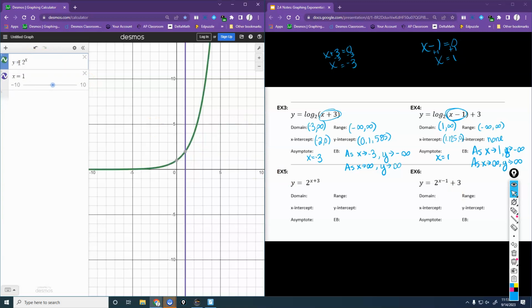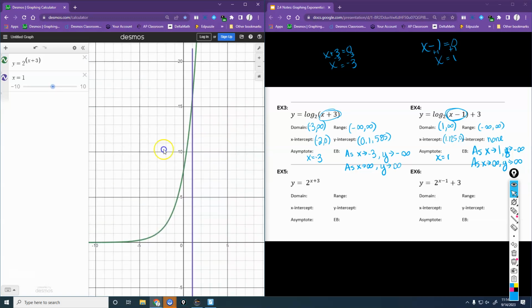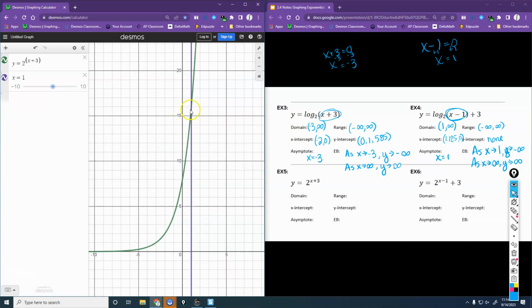2 to the x plus 3. Ooh, parentheses. Keep that x plus 3. All right. Oh, look. Does that have a vertical asymptote? It sure does look like it has a vertical asymptote whenever I graphed it. Does it? It does not because this is exponential. Look, it crosses that line. If you zoom out enough, it crosses the line. So this is not vertical. We'll get rid of that.